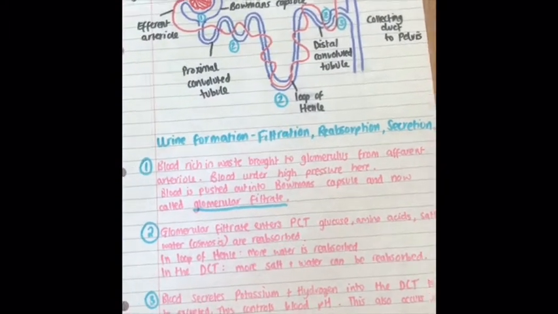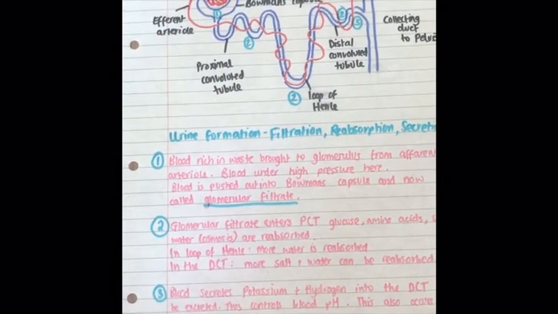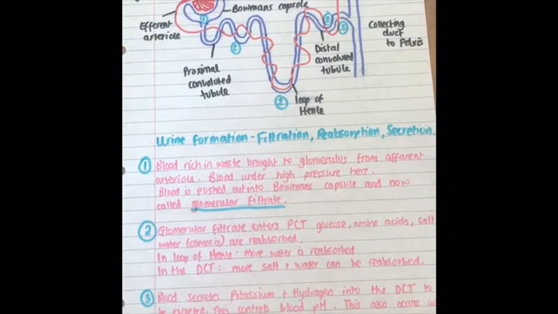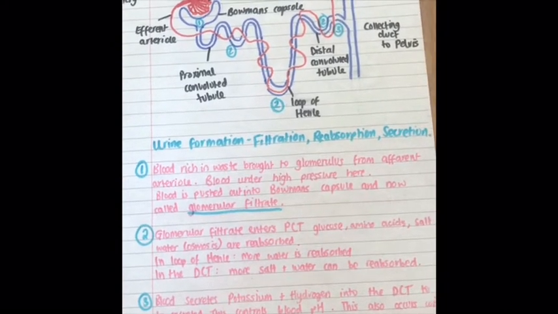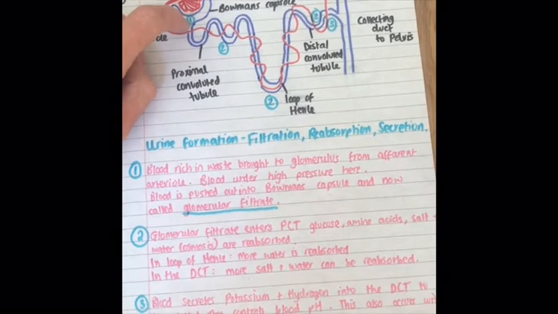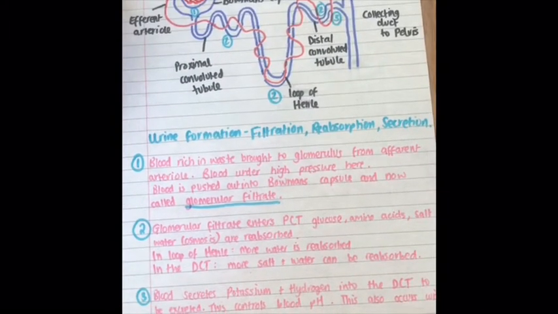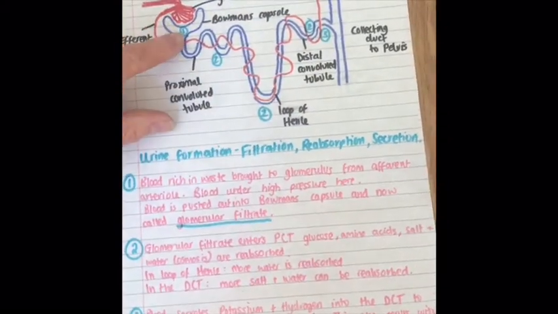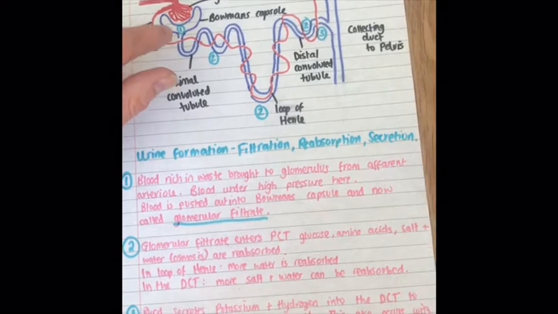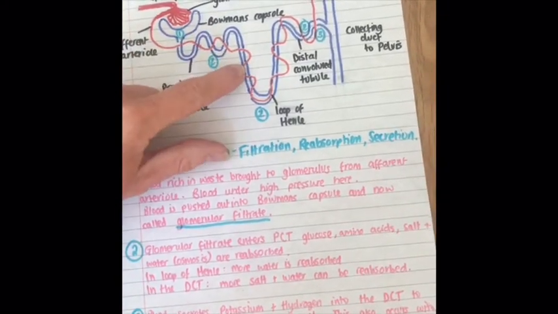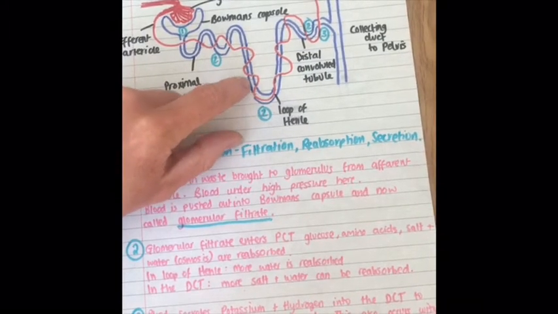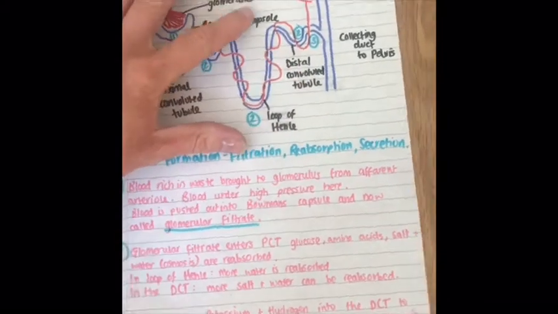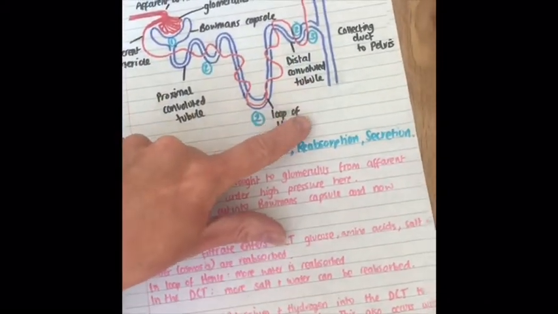So the 3 stages again of urine formation are filtration, reabsorption, and secretion. When we're talking about filtration, it is the formation of the glomerular filtrate from the glomerulus into Bowman's capsule. For reabsorption, we're talking about what substances are reabsorbed all along the nephron. So in the proximal convoluted tubule, we have amino acids, sugars, water, salt. In the loop of Henle, as it descends, we have water reabsorbed. In the ascending part, we have salt reabsorbed. In the distal convoluted tubule, we have, again, water and salts reabsorbed.